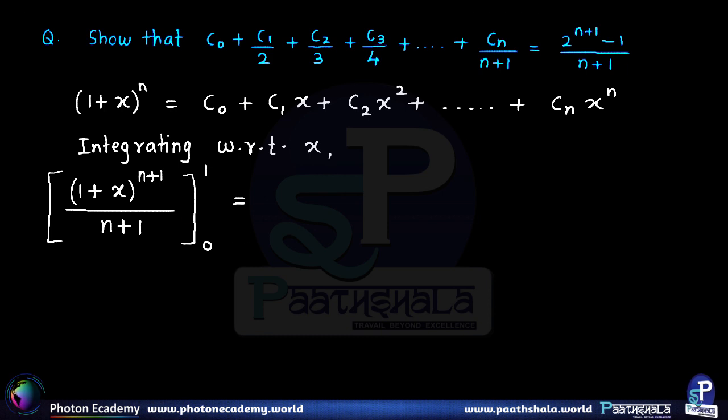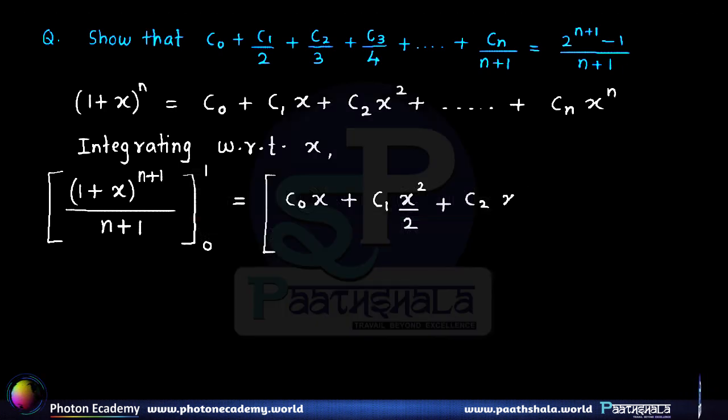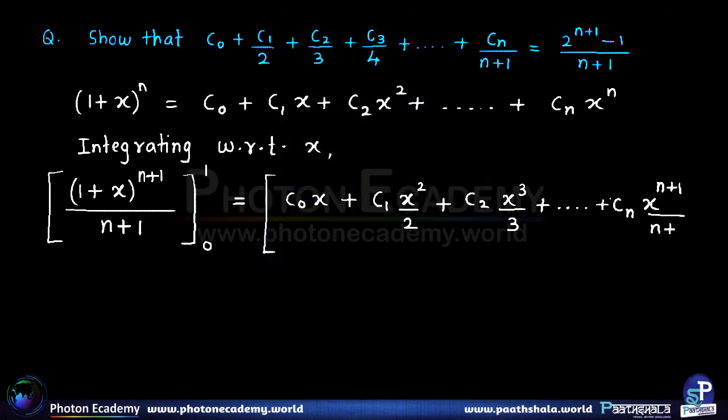This is equal to, now when you integrate c0, which is a constant, it will become c0 into x plus c1x will change to c1x square upon 2 plus c2x square will change to c2 into x cube upon 3 and so on up to finally we will have cn into x raised to n plus 1 whole upon n plus 1, and this also is integrated from 0 to 1.